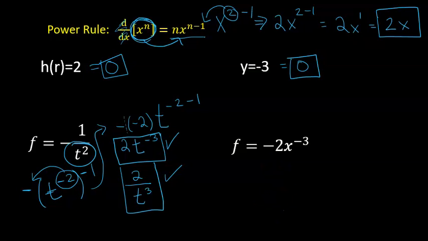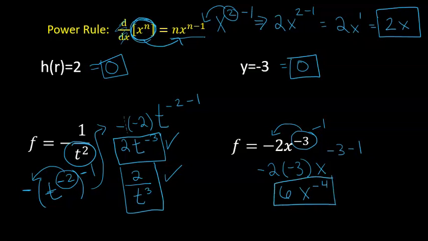Okay, so I have negative 2x to the negative third. What do I do? Well, I'm going to take my nth degree, my exponent, I'm going to throw it in the front, and I'm going to subtract it by 1. So what does that look like? It's going to look like negative 2 times negative 3 x to the negative 3 minus 1. And what does that give me? Well, let's see. Negative 2 times negative 3 gives me a positive 6, right? Because two negatives make a positive. x to the negative 3 minus 1 gives me a negative 4. This is the final answer.